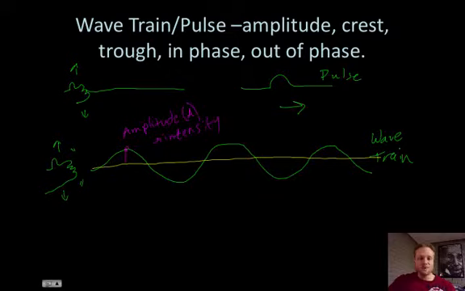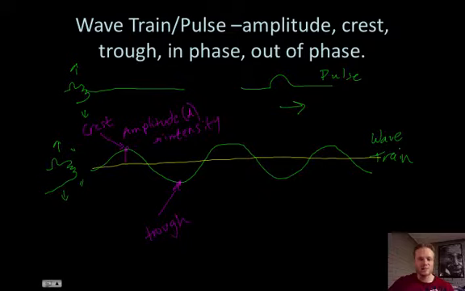Also, this top point right here, the very peak of this guy, is called the crest. Whereas the opposite of the crest is this point down here. This is called the trough. Okay, so crest is the top part of the wave, the trough is the bottom part of the wave.